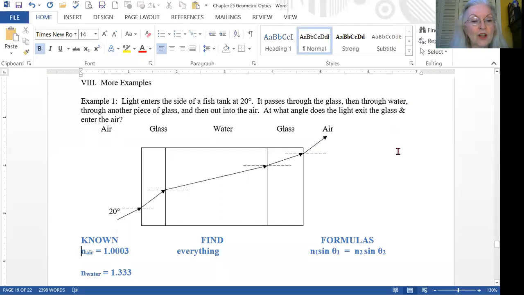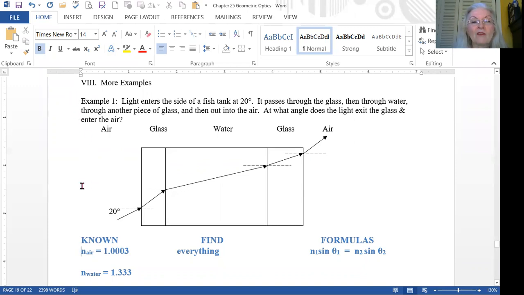Welcome back to chapter 25. This is our fourth video. We'll look at two examples that utilize Snell's law, and we'll also practice some of these in class. So we're going to start out with our example.